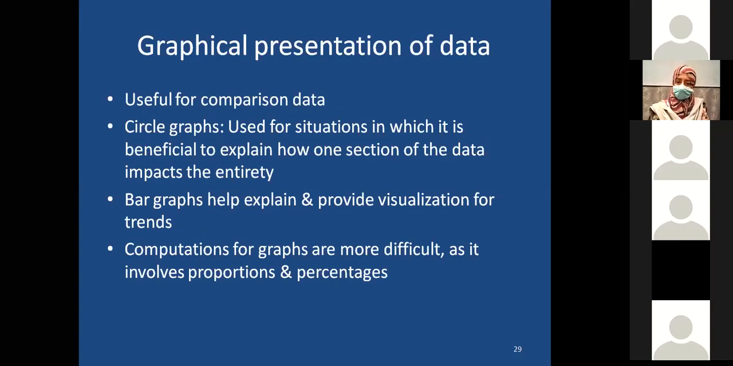However, graphs are useful for comparison of data. There are circle graphs, which are used in situations in which it is beneficial to explain how one section of the data impacts the entirety. These are known as pie charts. You have bar graphs, which help explain and provide a visual display for trends. Computation for graphs is more difficult when you have proportions and percentages compared to tables, and they're a bit more difficult to draw. However, when you have your software, they're easily constructed.